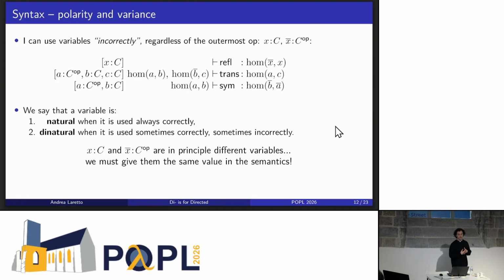Now, intuitively, you should think, well, now I have these x and x bar, but these are, in principle, different variables. I just put two copies of the context, right? So they should be joined somehow. And the idea is precisely to give them the same value later in the semantics. And this is exactly the idea behind dinatural transformations. Maybe you don't need to understand all the details, but that's the key idea.